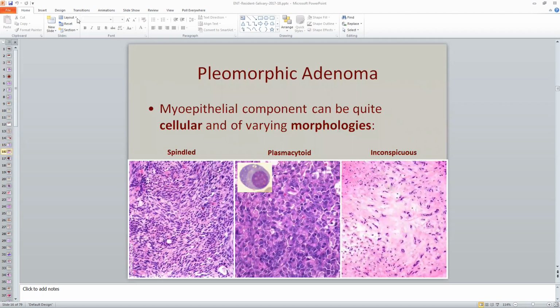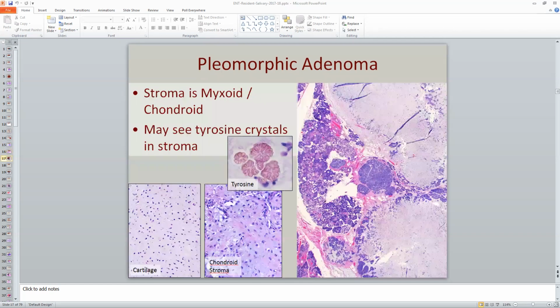But the myoepithelial component of these tumors can be quite variable. And so you may see sheets of spindle cells, sheets of plasmacytoid or small compressed cells. These are generally the so-called myoepithelial cell population that has expanded and can, in some cases, overtake a large percentage of the tumor. Again, the stroma can be myxoid or chondromyxoid. Sometimes we see these tyrosine crystals.